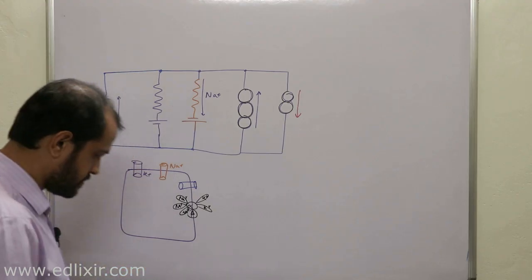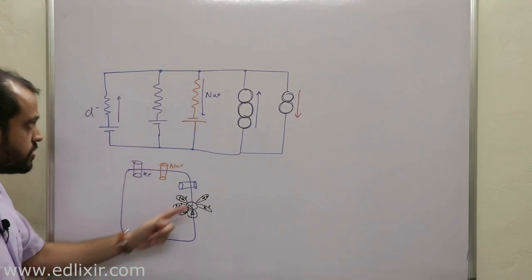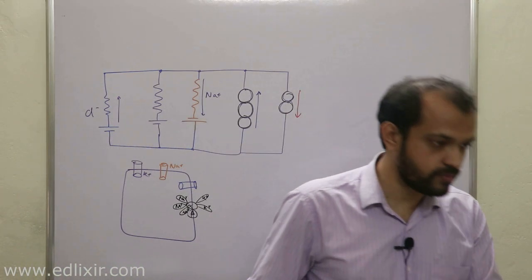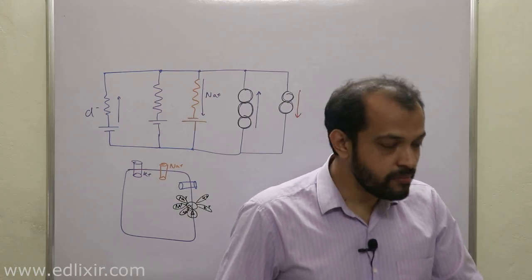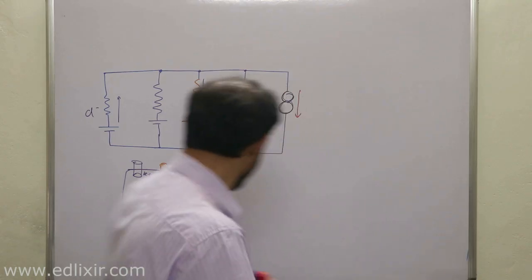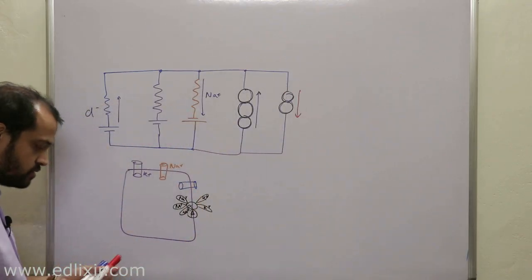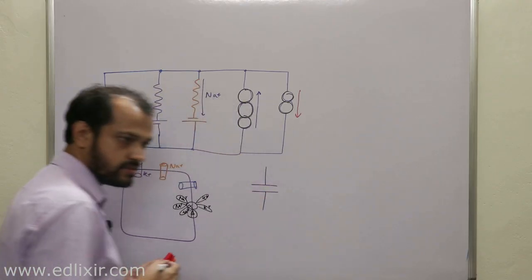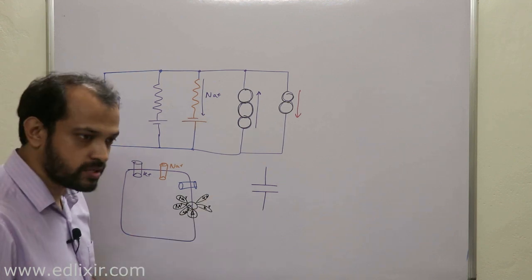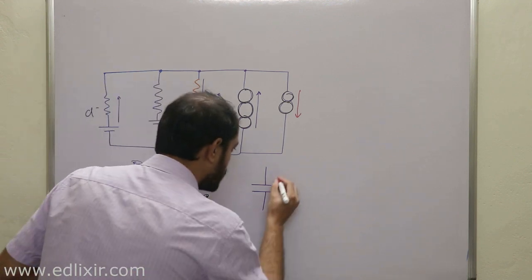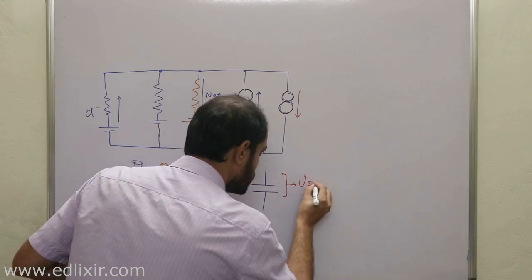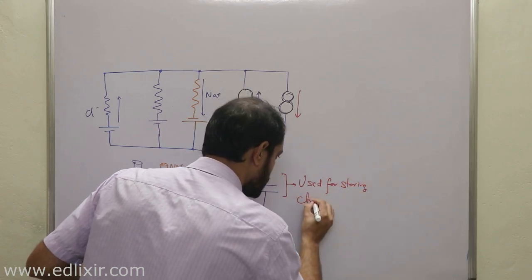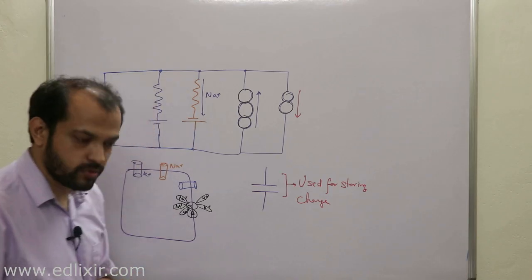Okay, clear? Now the very important point you need to understand is what we are forgetting. We are actually forgetting a very important point, that is the membrane capacitance. Why? Because you know what a capacitor is? A capacitor is an electrical device which is used for storing charge, right? How can it store charge?